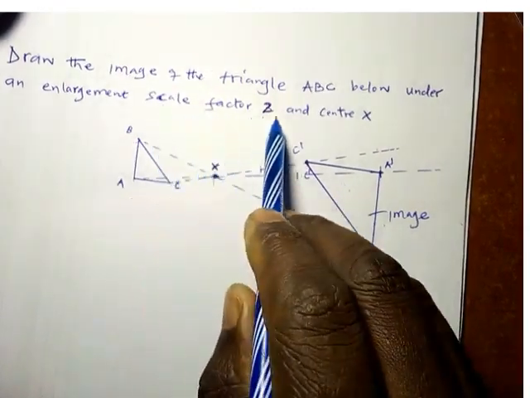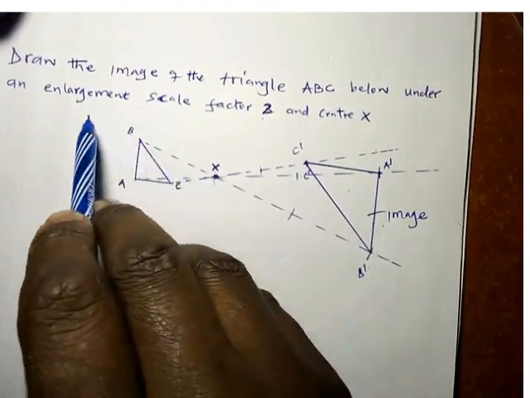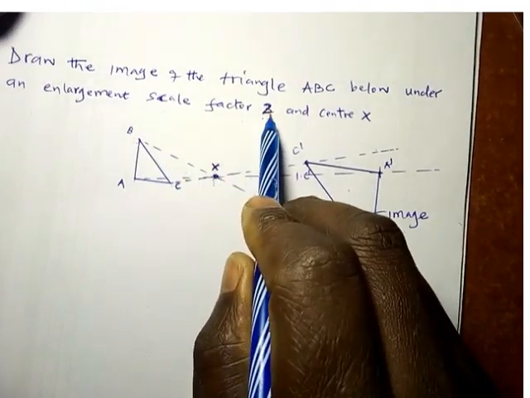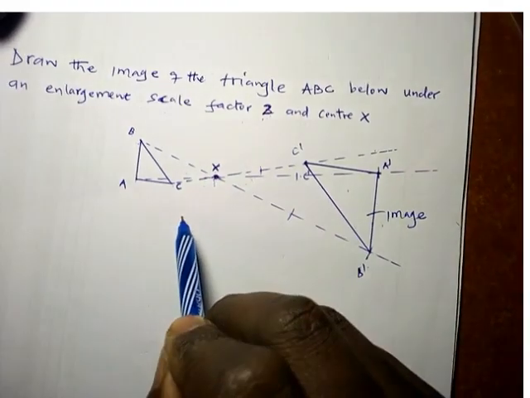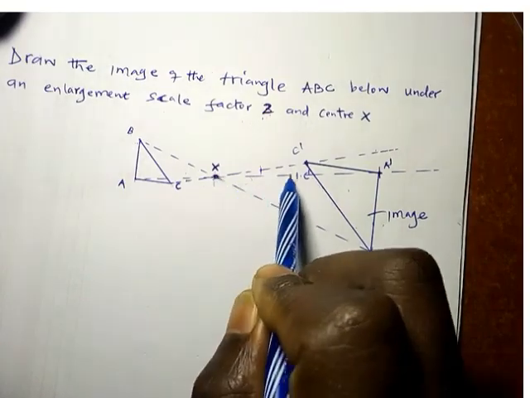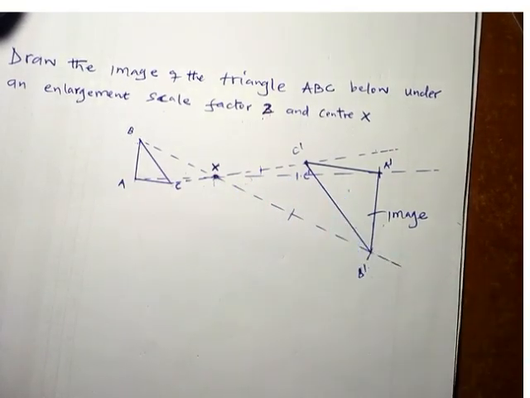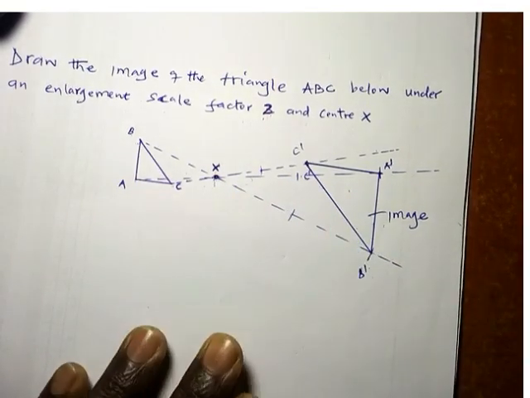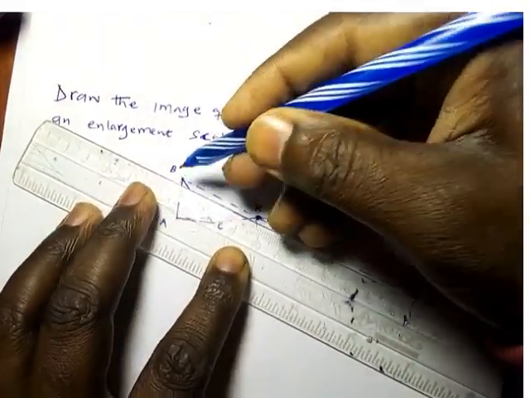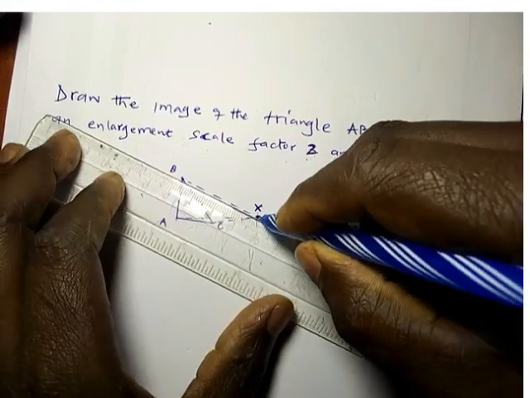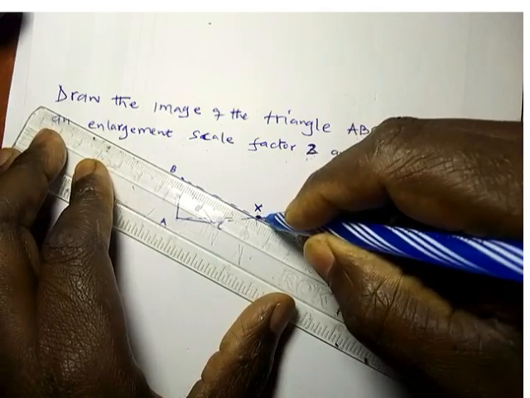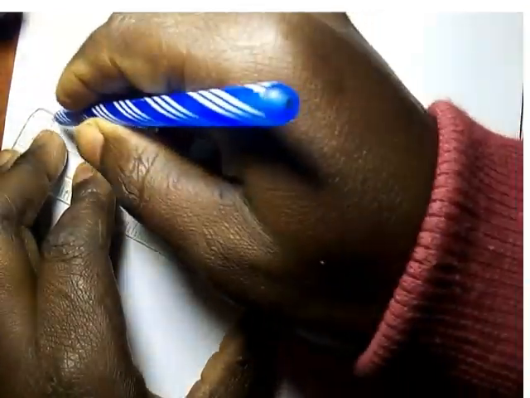If it is scale factor 2 now, our image should go this side. Remember, if the scale factor is positive, the image and the object should be on the same side. So don't do this mistake. So the correct thing to do is now to measure from the center to B. I have done that so that you can avoid that mistake. That's the major mistake that students do.